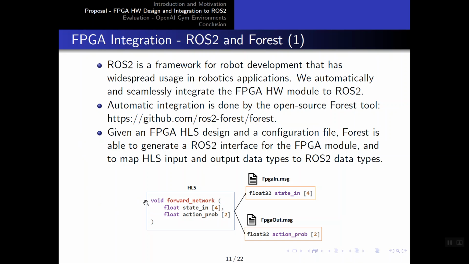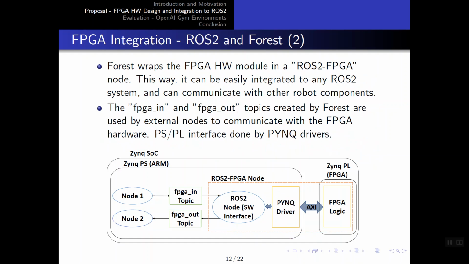So in the example here, I have a neural network from HLS that has a state input, which is an array of 4 floating point values, and an action output, which is an array of 2 floating point values. The state input gets converted to the corresponding ROS2 data type, which is float 32, and same for the action output. So Forest is able to perform this conversion for multiple different and general data types.